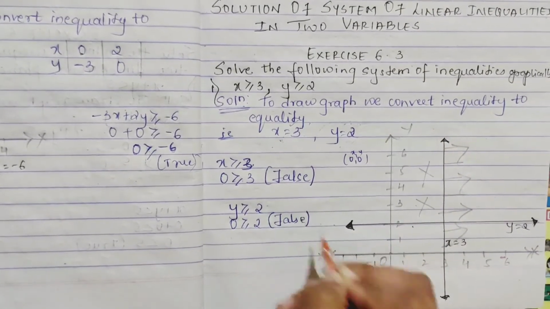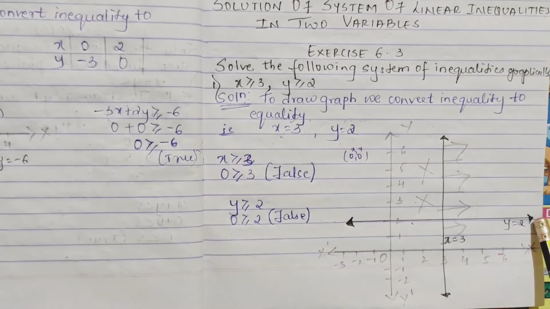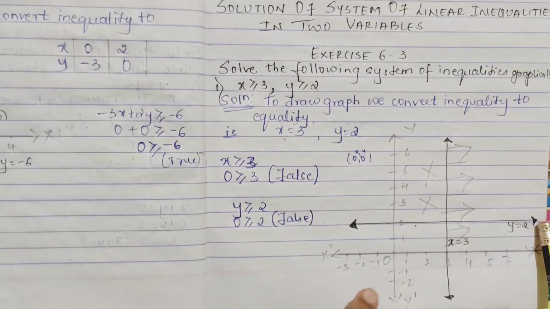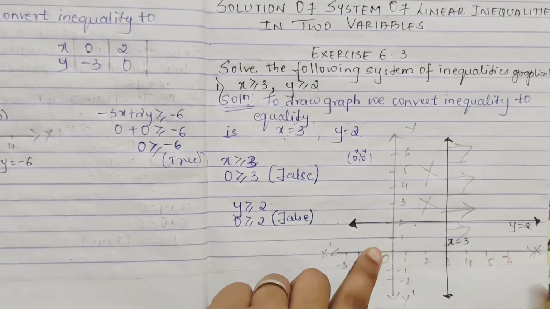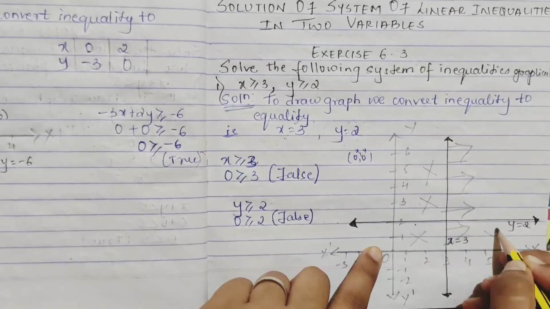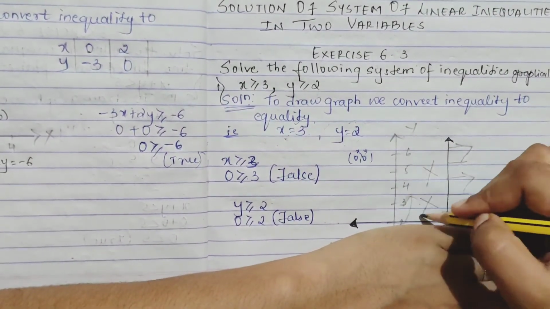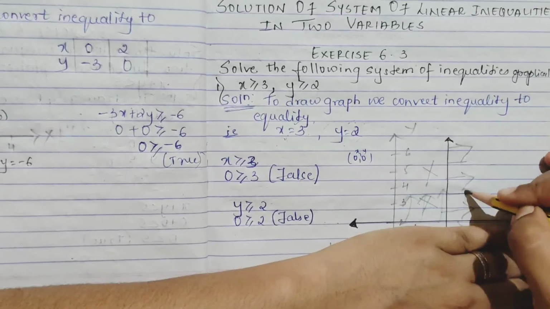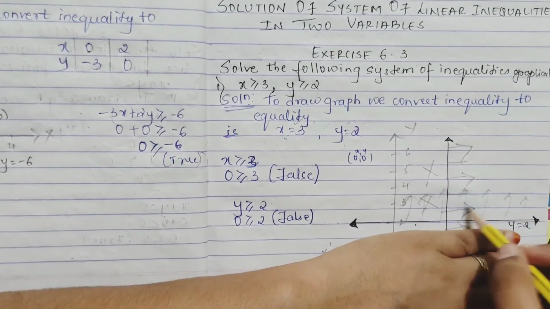Now which is our y is equal to 2? See, the y is equal to 2 line is this. And our 0, 0, where does it lie? The region lies here, means this plane, the lower plane, and it is false. Which means here the shaded region doesn't come. This goes and the shaded region comes above. This is the shaded region for your y is equal to 2.